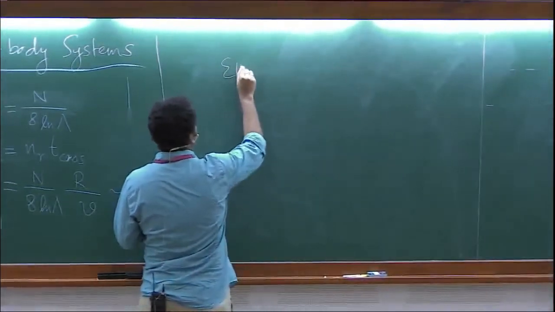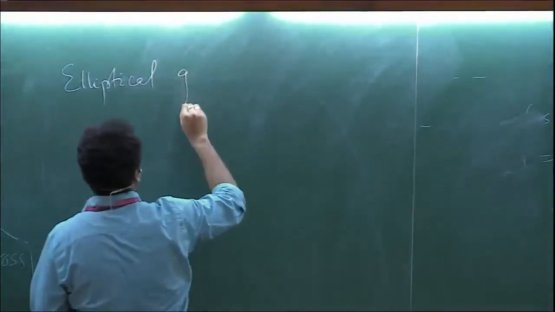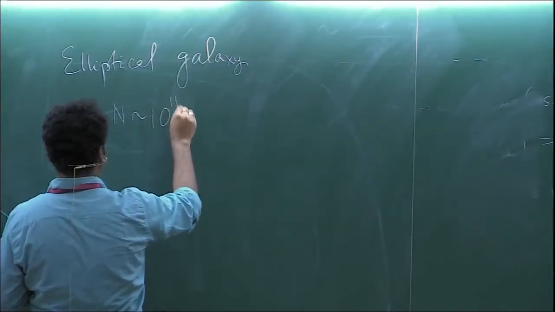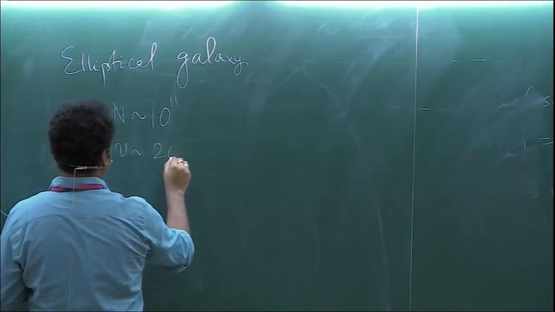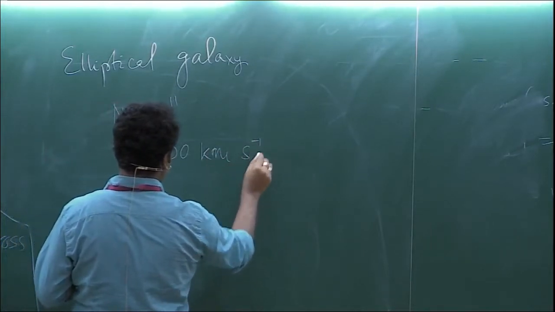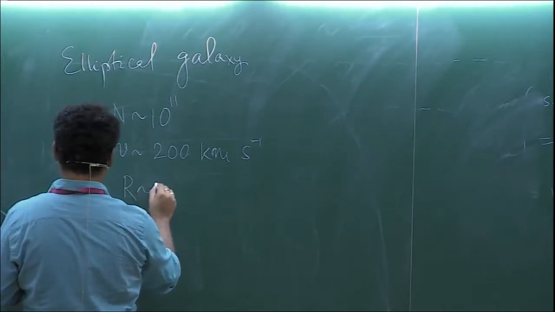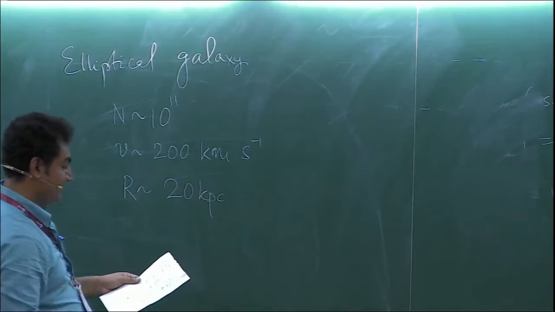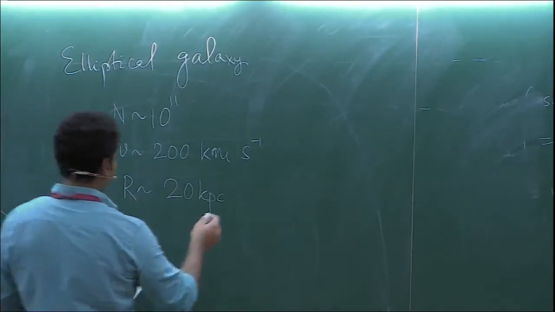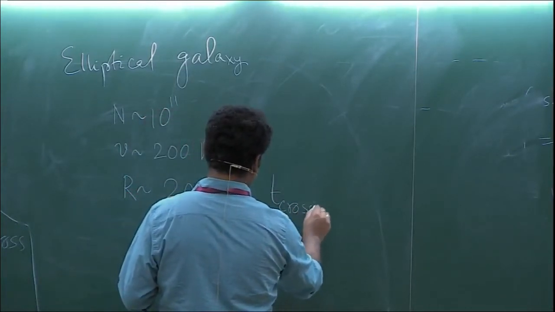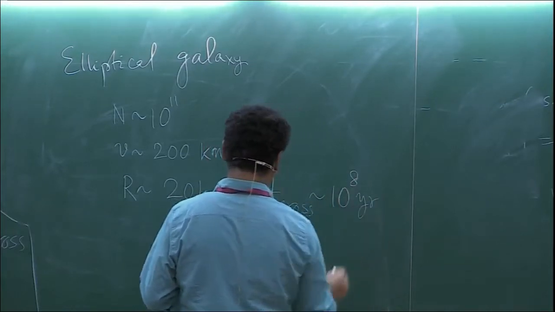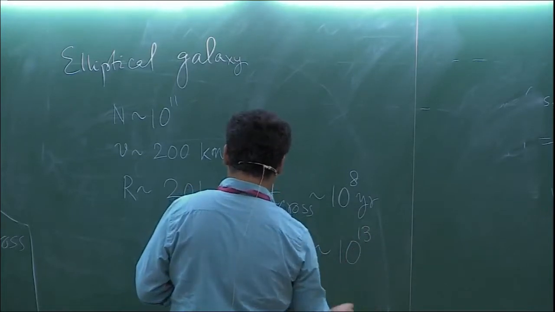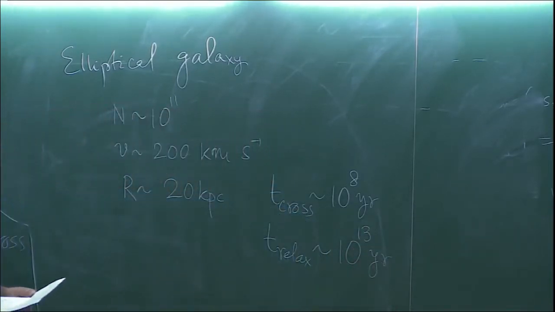So, elliptical galaxies. These are some of the largest galaxies that we see. N is of order 10 to the 11. V is of order 200 kilometers per second. R is of order 20 kiloparsec. Assuming that you know what parsec is, if you put in all the values there, you'll see that the crossing time is of order 10 to the 8 years. And the relaxation time is of order 10 to the 13 years. So very close to Hubble time.